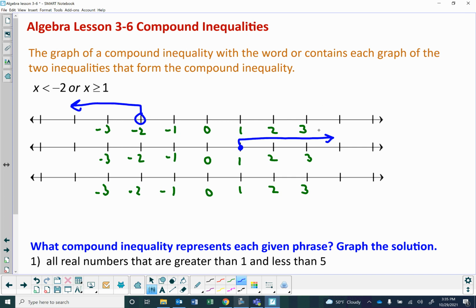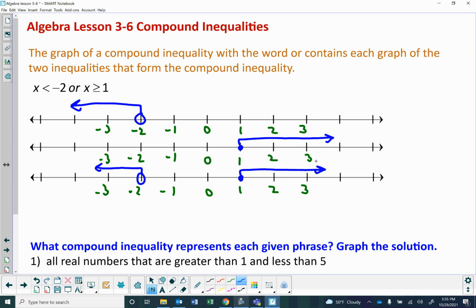So I would take the top graph, transfer that to the bottom graph. So we have an open circle at -2 with a line to the left. I'd take the middle graph, transfer that to the bottom graph, and it would be a closed circle with a line to the right. There would be the compound inequality, x is less than -2 or x is greater than or equal to 1.